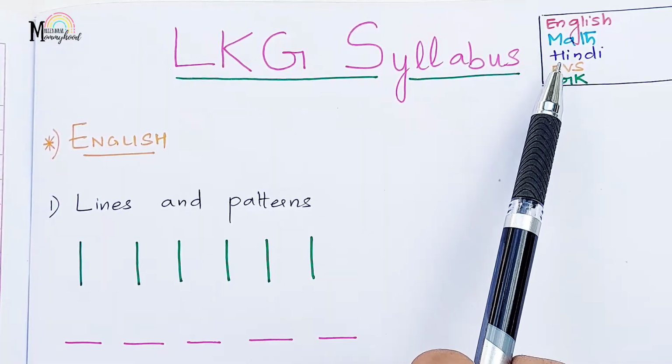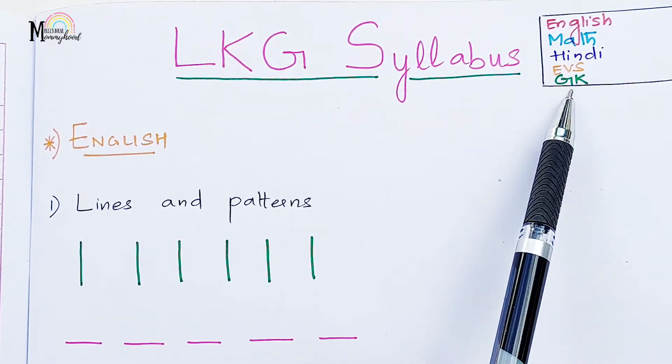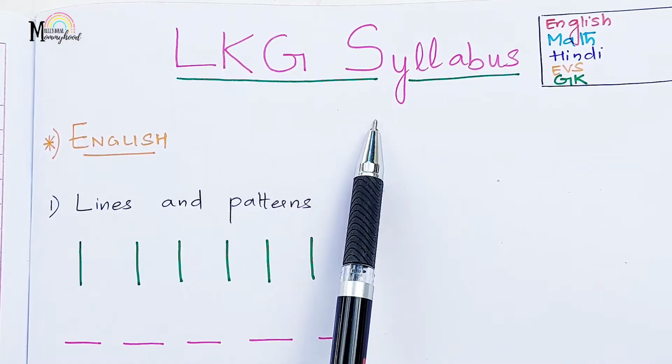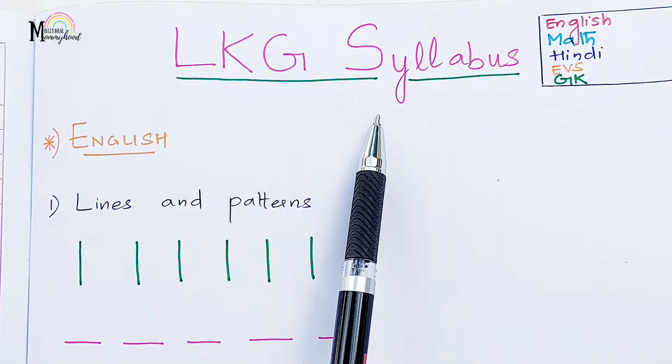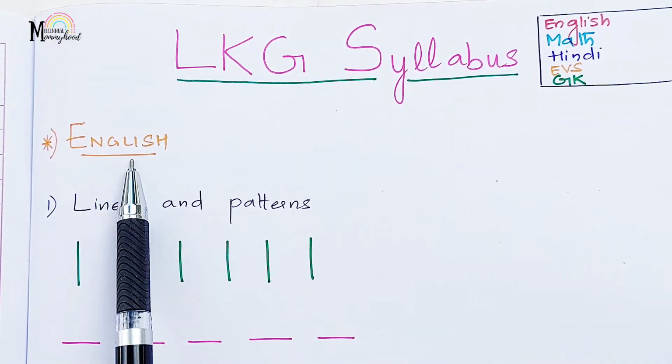We'll be talking about the subjects English, Math, Hindi, EVS and GK that the whole syllabus is usually divided into. This will be helpful for you if you are homeschooling your child or also to get a better idea of what your child will be learning for this particular year.